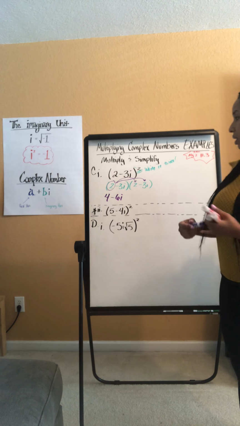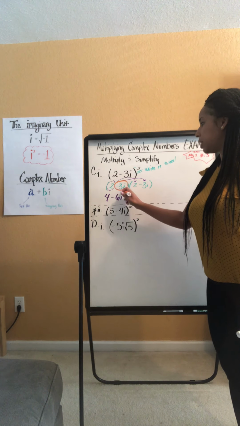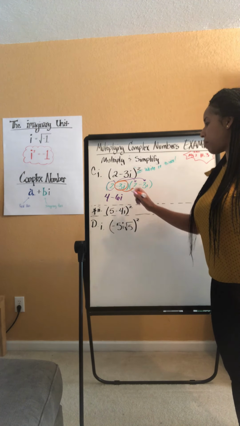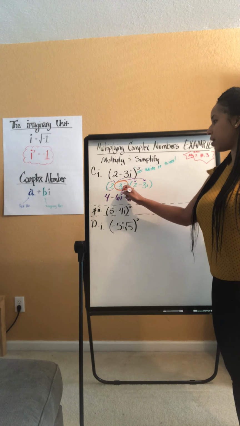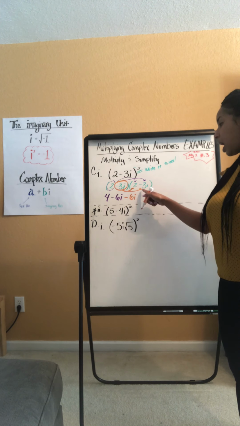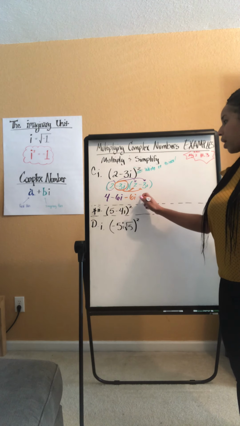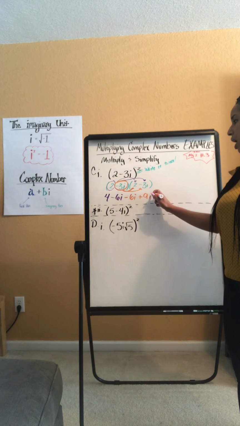And then 2 times negative 3i is negative 6i. Now it is time for the negative 3i. The negative 3i gets multiplied by the 2 and gives me another negative 6i. And then lastly, the negative 3i gets multiplied by another negative 3i. The double negative makes it a positive 9, and the i times i makes it an i squared.